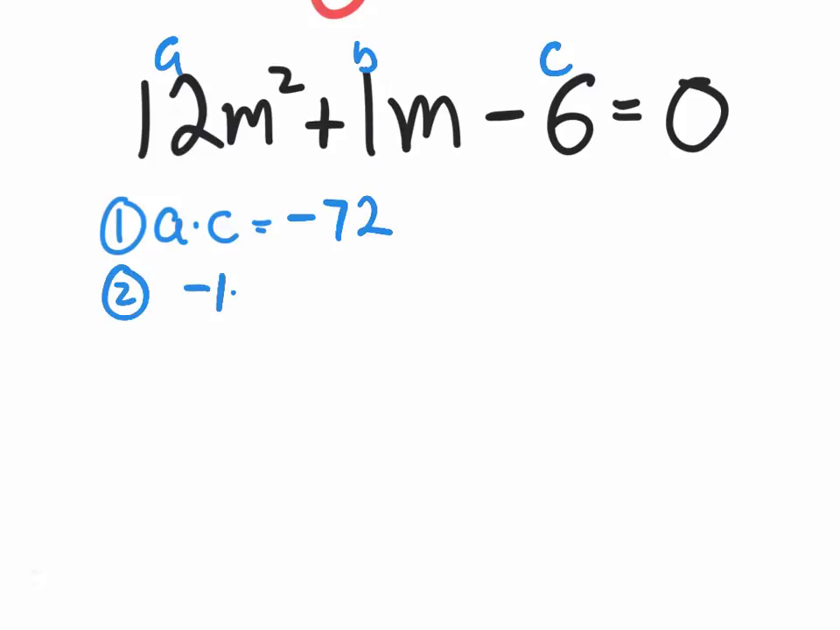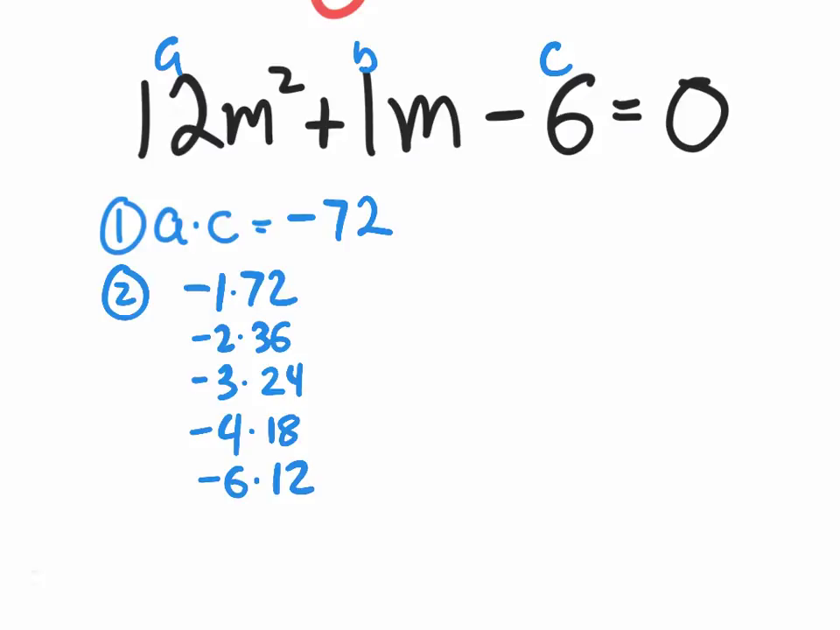So negative 1 times 72, negative 2 times 36, negative 3 times 24, negative 4 times 18. Let's say you didn't know that 4 times 18 was 72. All you do on the calculator is get 72 divided by 4, and you'll see that it's 18. Negative 6 times 12. Negative 7 doesn't work. Negative 8 times 9. Those are all the possible multiplication problems that give us negative 72.